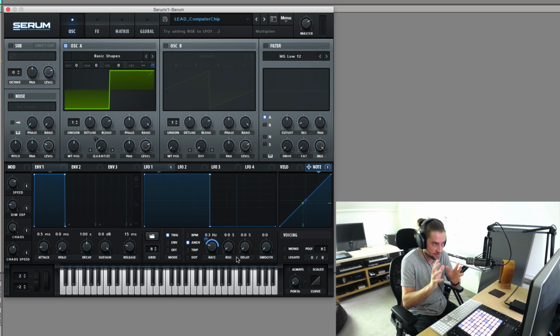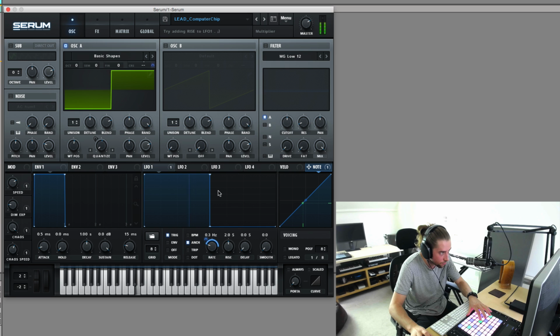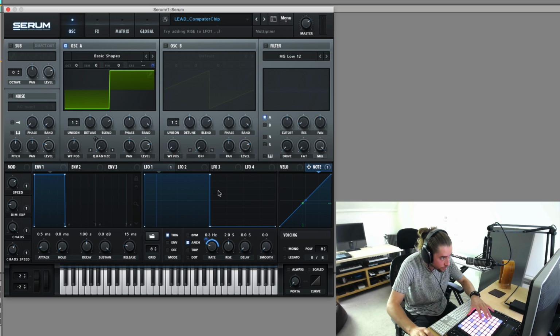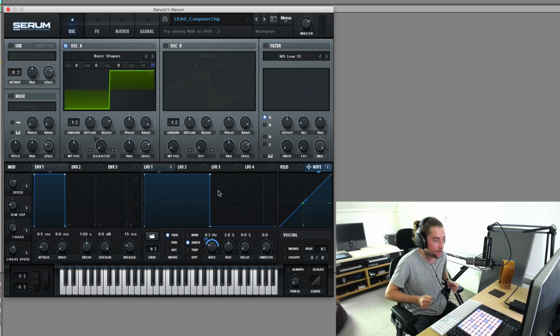2 more ideas, one of which is the rise on the LFO. Whoop, whoop, whoop, whoop, doop, done. That kind of sounds cool, doesn't it? With the rise, the LFO comes in gradually. Sort of comes in over time. Another cool sound. Rise.